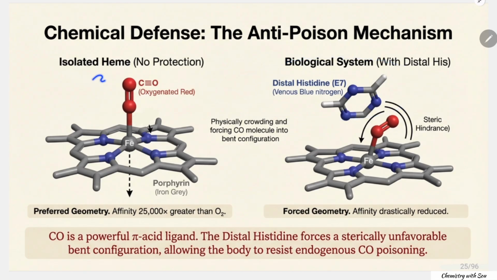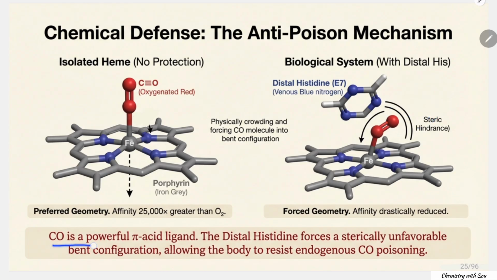I already discussed that when CO is binding, this is a powerful pi acid ligand, and this will bind at a 90-degree angle with the iron, and its affinity is about 25,000 times stronger than the oxygen binding affinity. So the distal histidine plays an important role here. If the distal histidine were not present, then our body would not be able to live in the presence of CO. So this distal histidine will force the CO to bind in a bent fashion with the help of steric hindrance, and that bent binding is not that strong, so it is more favorable to bind with oxygen in the bent fashion.